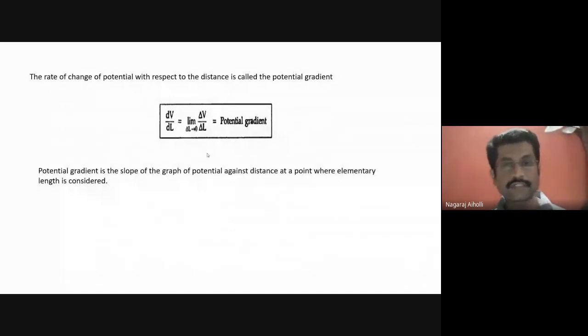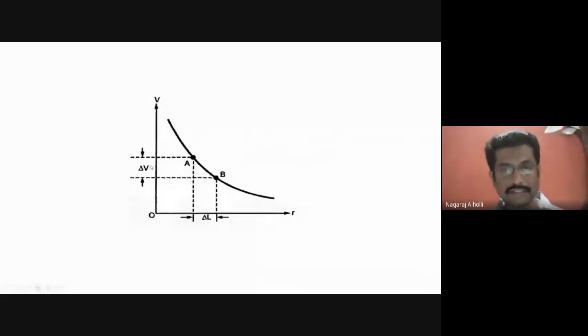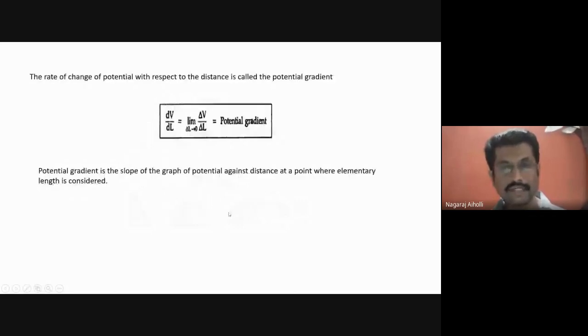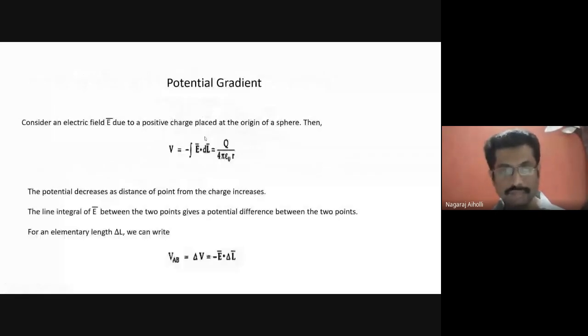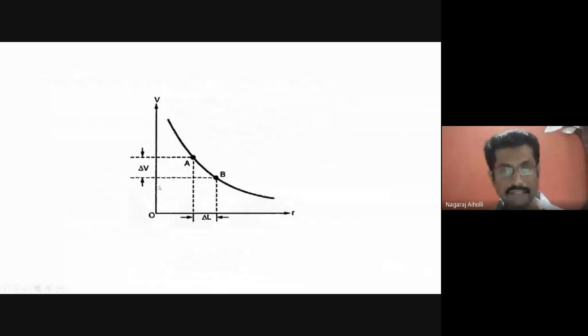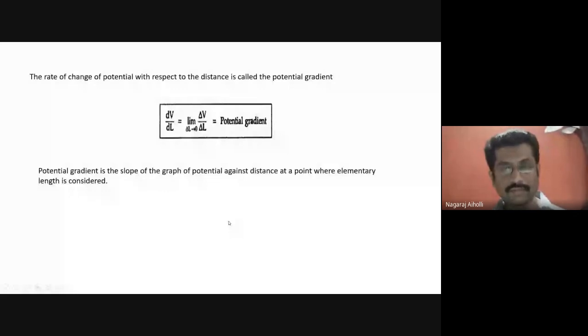The rate of change of potential, delta V with respect to delta L, is called potential gradient. What is potential gradient? The rate of change of potential, delta V, with respect to the distance delta L, is called potential gradient. Mathematically we write it as dV by dl, that is equal to the limit of delta V by delta L as delta L tends to 0. Delta V, that is our potential, divided by distance delta L as delta L tends to 0. It is our potential gradient.